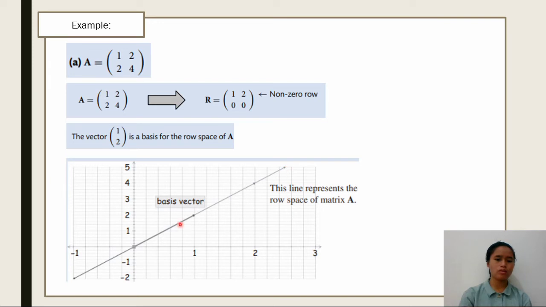So this is an application in the coordinate calculations. This line represents the row space of matrix A, and this is a basis vector from A.